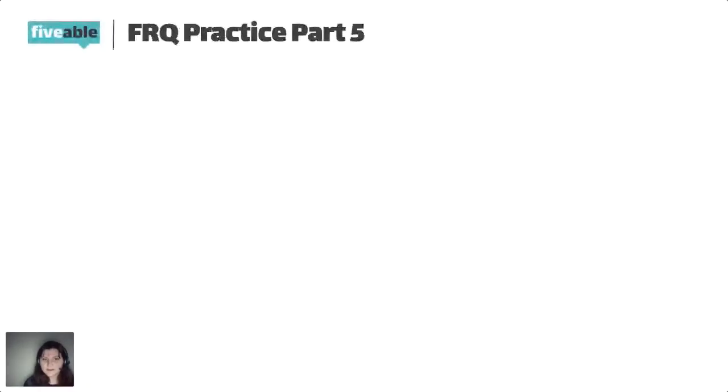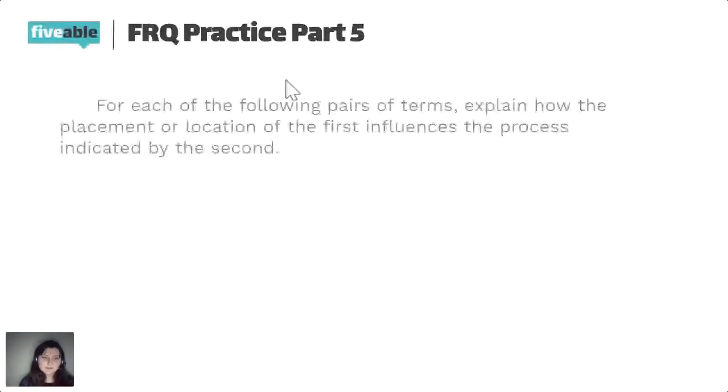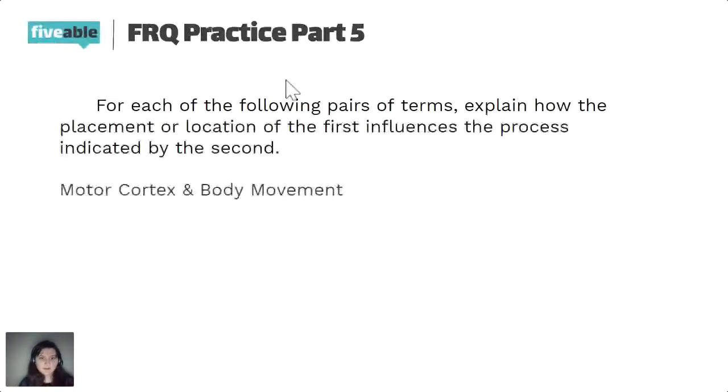Moving on to part 5 then. So same question, but we're going to be talking about the placement of the motor cortex and its effects on the process of body movement. This is kind of a more complex one. There could be multiple answers for this, but it might be kind of messy right now, it's just more of an outline than anything. So we'll be going over the official College Board example responses.